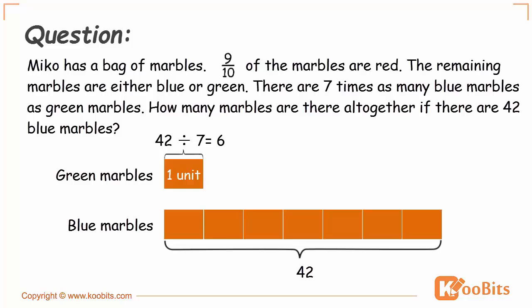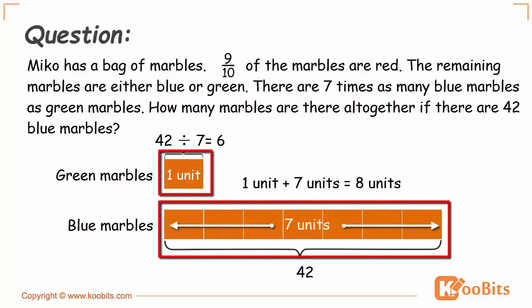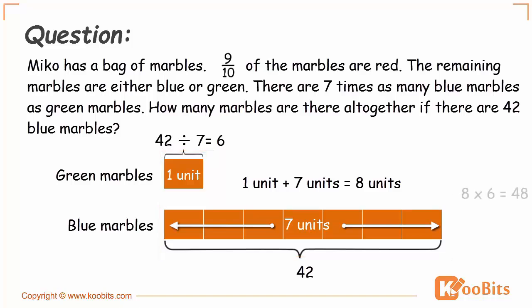Can you see that the sum of the number of blue and green marbles is represented by 8 units? So the total number of blue and green marbles is equal to 6 multiplied by 8 equals 48.